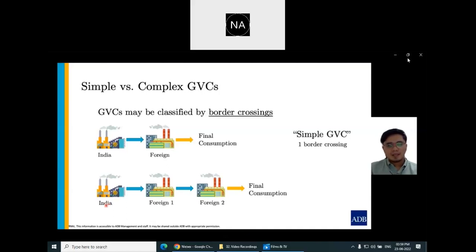In the second example, India exports intermediates to a foreign economy, say the United States of America, and then the USA re-exports it to a third economy, say the People's Republic of China, which is also the market of final absorption. Now, this second example involves more than one border crossing and is therefore considered as complex GBCs.